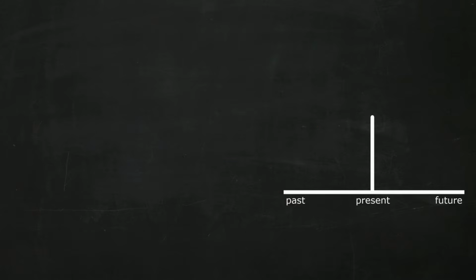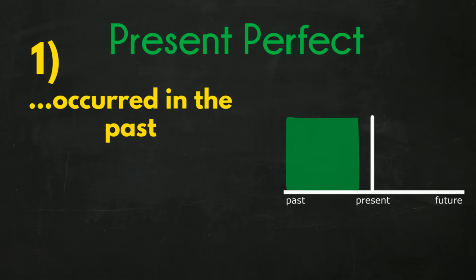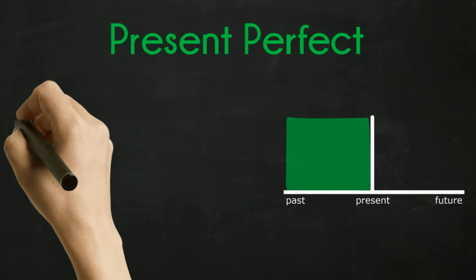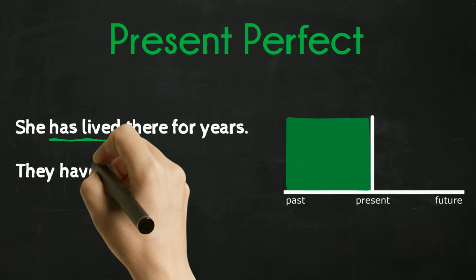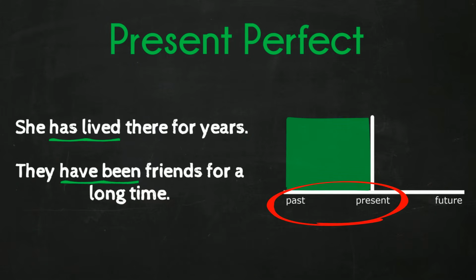Now let's look at when present perfect tense is used. When referring to events or states of being that occurred in the past but are continuing to the present. Let's have a look at some examples. She has lived there for years. They have been friends for a long time. She still lives there. They are still friends.